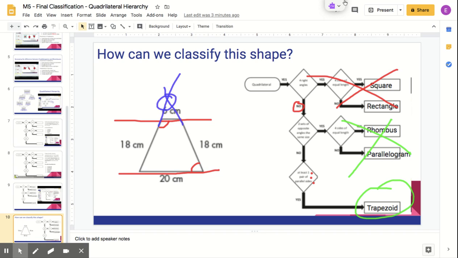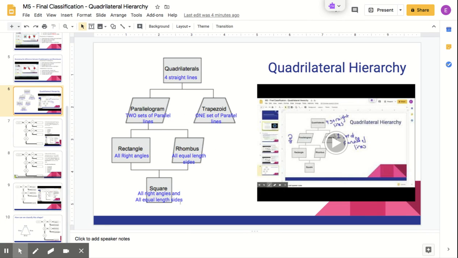It's going to be your turn to try to figure out and classify what each different shape is using this flow chart or this one right here.